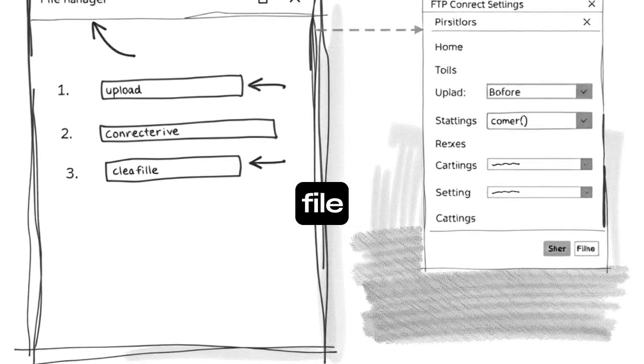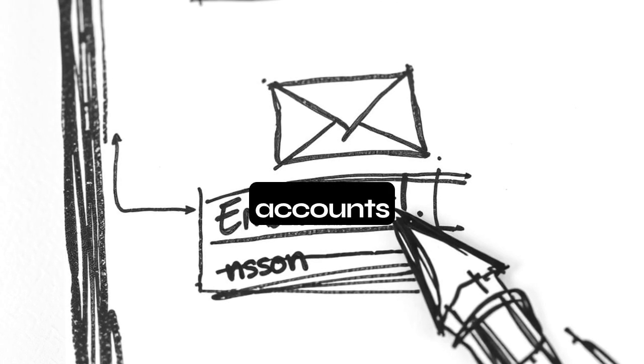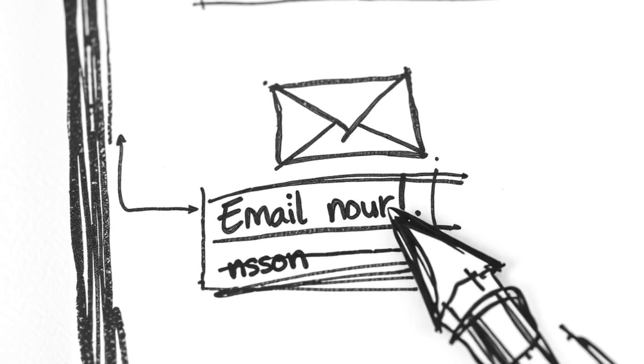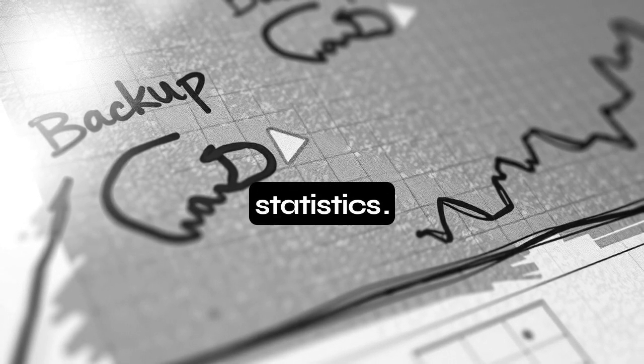Upload files via File Manager or connect via FTP for custom sites. Create professional email. Go to email accounts and add a mailbox. Enable automatic backups and check resource usage in hPanel statistics.